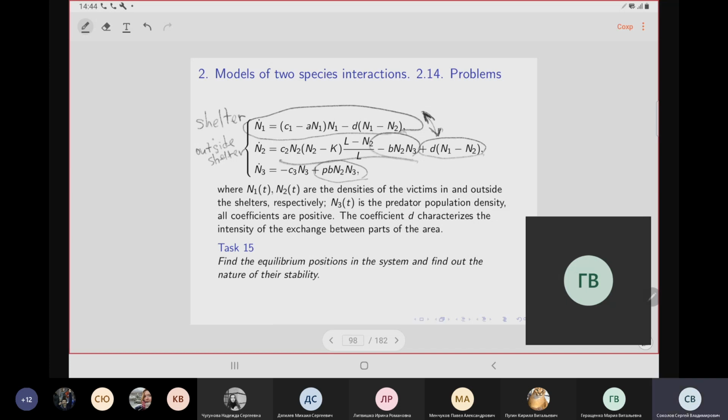So our predators can hunt only outside the shelter. So it is the transition of biomass from our victims. So the dynamics will be like this. The victims replenish at the shelter, then they are going outside the shelter and they are hunted.